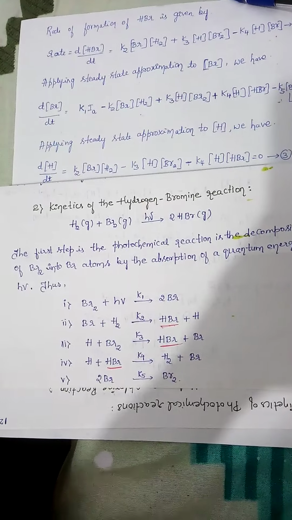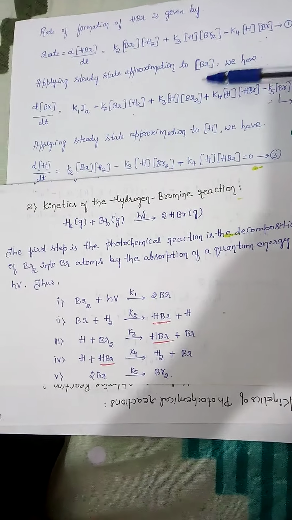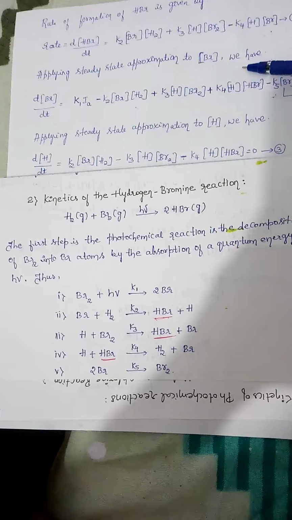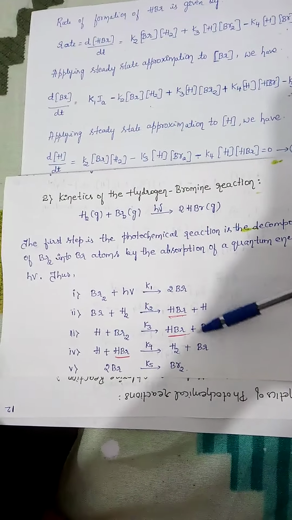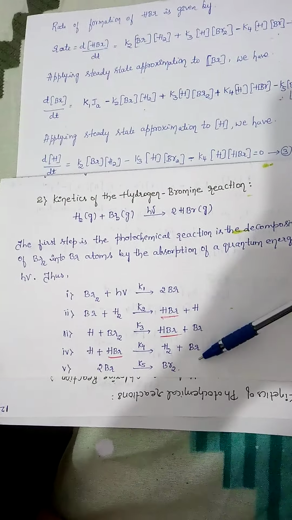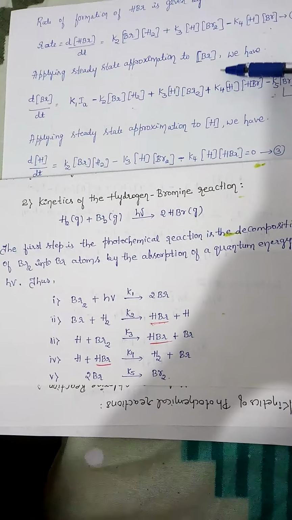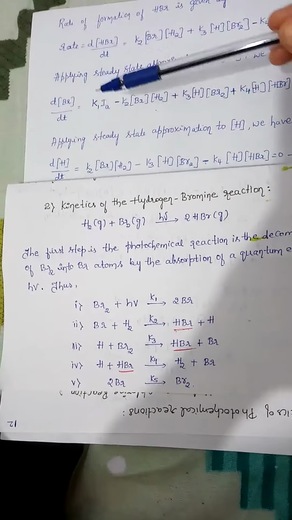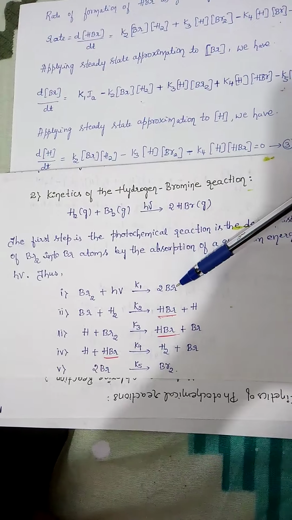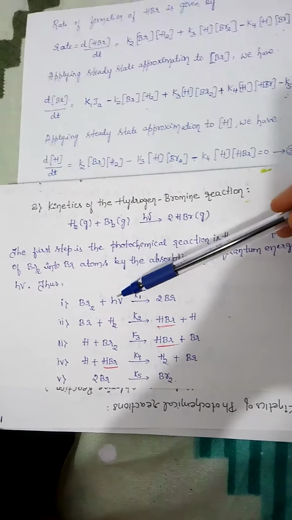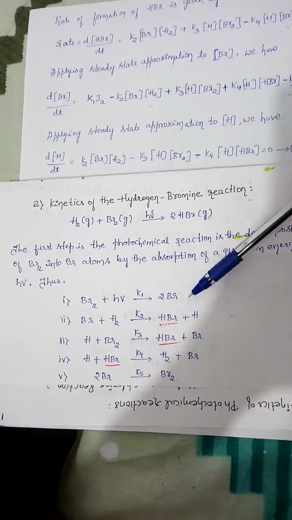After writing this, next you have to apply the steady state approximation to the concentration of Br. For that, find out the formation of Br in the mechanism. In all the five steps, there is a formation of bromine. By using these five steps, you have to apply the steady state approximation to the bromine. So d[Br]/dt is equal to, see the first step. In the first step, bromine in gaseous state absorbs a photon, that is h nu, with rate constant K1 to give two atoms of bromine.